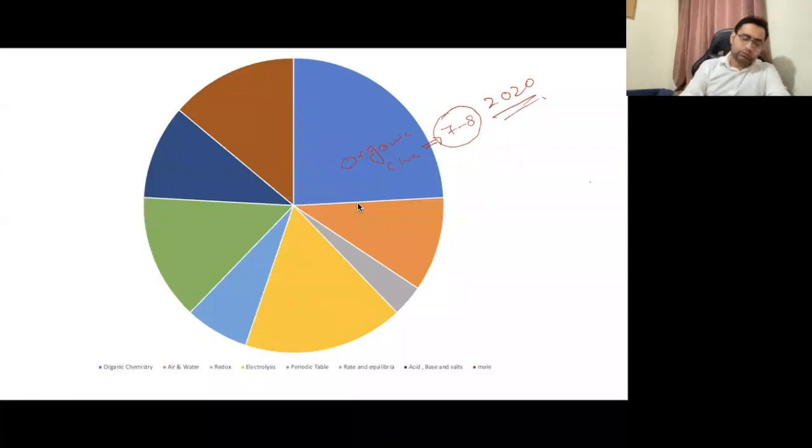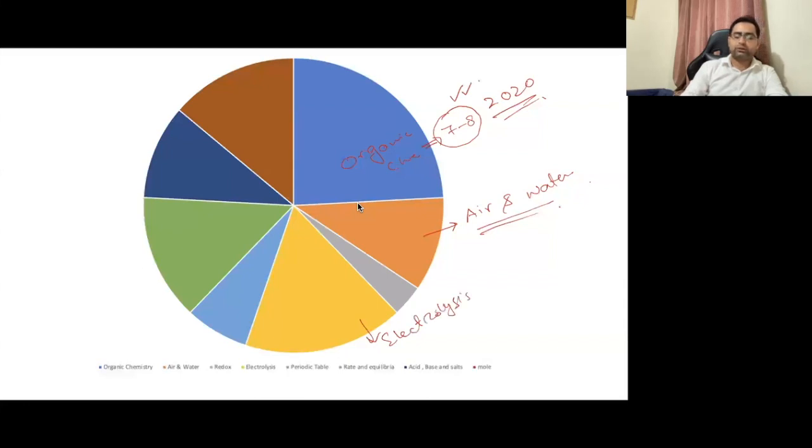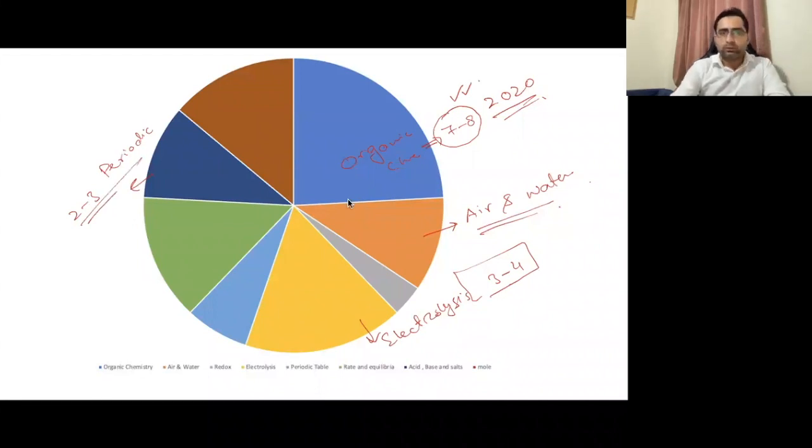And then after that, you will get air and water, which is very easy for you guys, so I'm not going to discuss air and water. My focus will be on organic chemistry and electrolysis. For electrolysis, there are 3 to 4 questions, and 2 to 3 questions from the periodic table. Because we have only 2 hours to discuss your problems, I'll focus on organic chemistry, electrolysis, and some part of the periodic table in today's class.